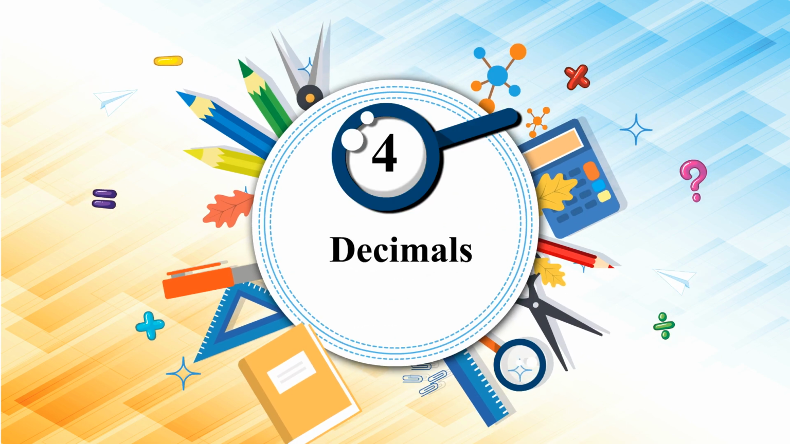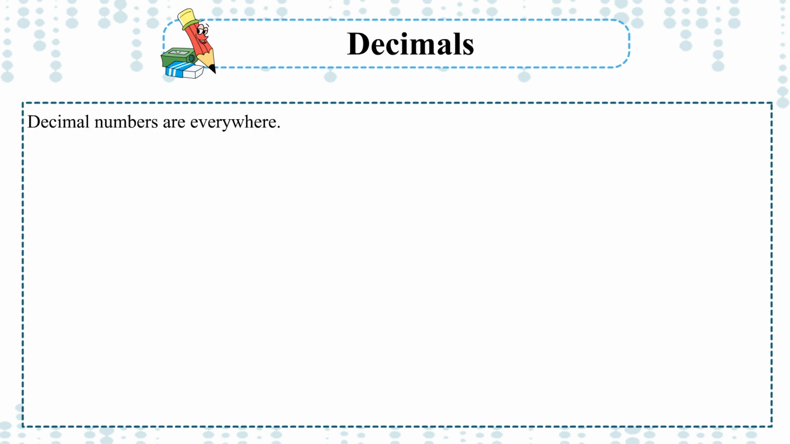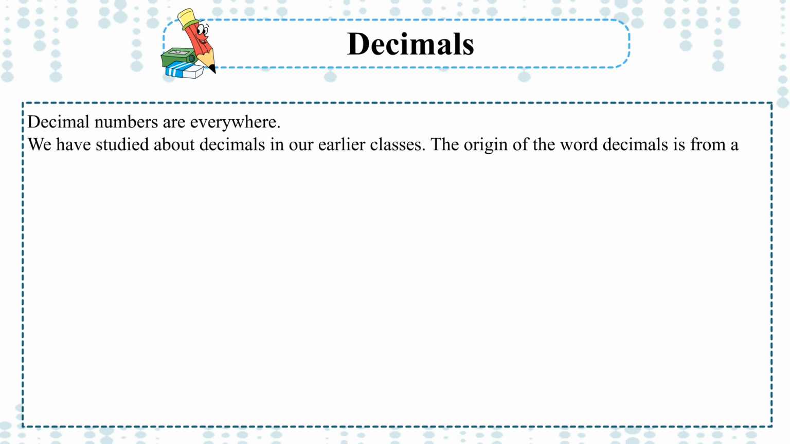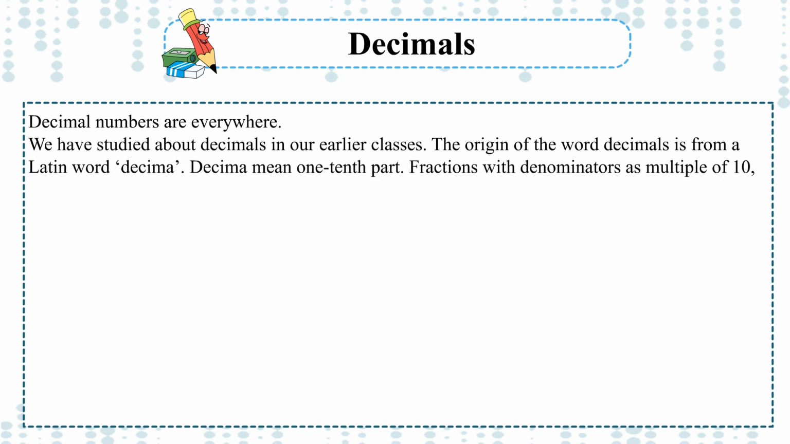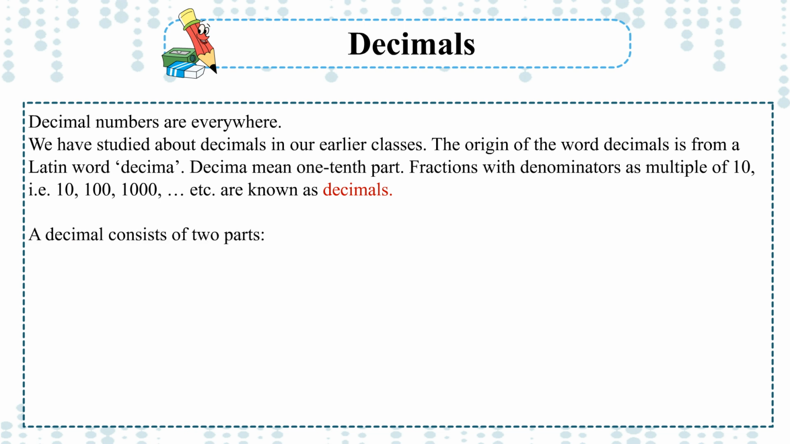Chapter 4. Decimals. Decimal numbers are everywhere. We have studied about decimals in our earlier classes. The origin of the word decimals is from a Latin word decima. Decima means 1/10 part. Fractions with denominators as multiples of 10, that is 10, 100, 1000, etc. are known as decimals. A decimal consists of two parts.